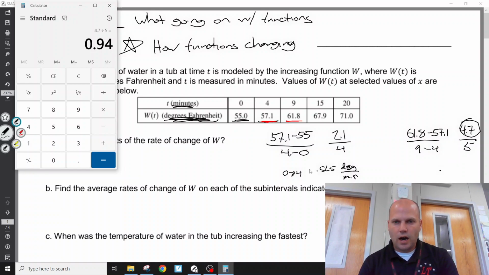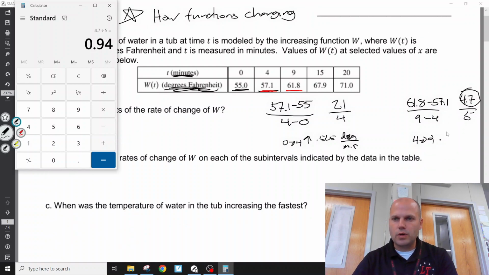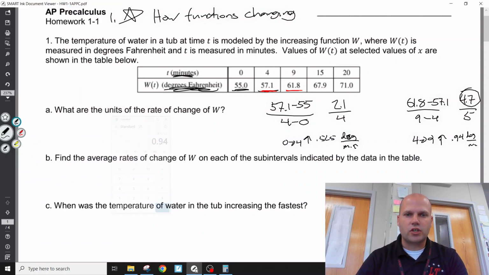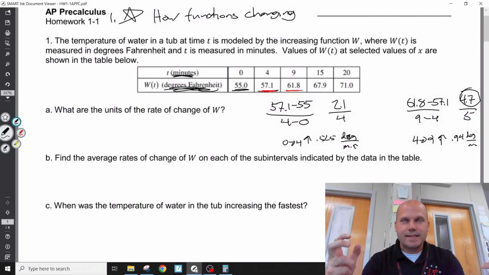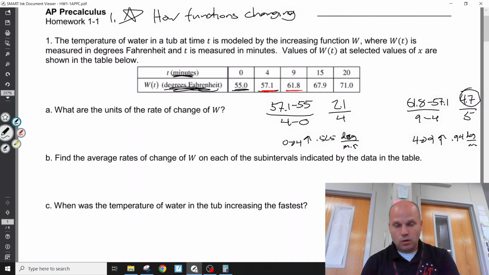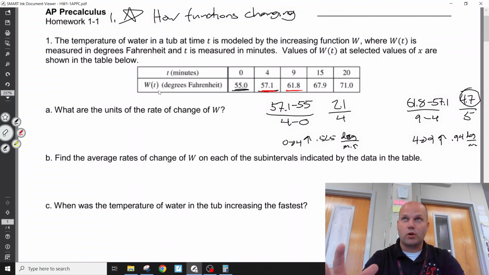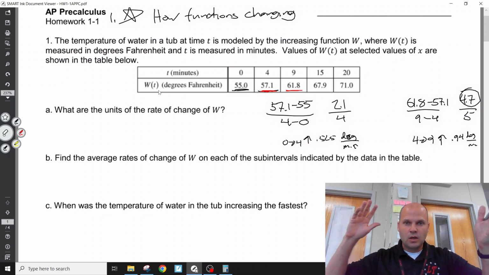From 0 to 4, W increased 0.525 degrees per minute. From 4 to 9, W increased 0.94 degrees per minute. That's an introduction to what we're doing. We're just finding comparable rates of change. We're starting you off with a real world situation. In my class, I started you off with just Y's and X's, but then we transitioned to real world. If Hoffaker's class started you with real world, then transitioned to Y's and X's.